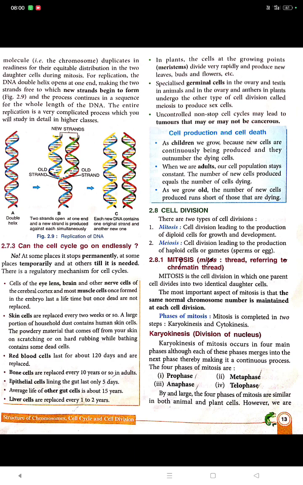What is meant by meiosis? Meiosis is the cell division leading to the production of haploid cells. Meiosis leads to the production of which cells? Haploid cells, sperms or eggs.